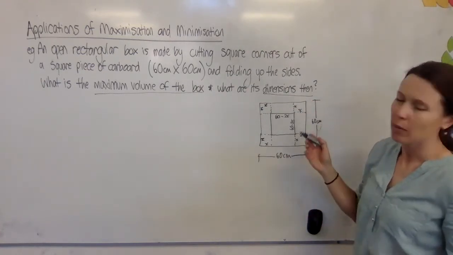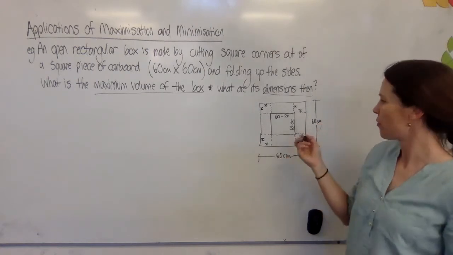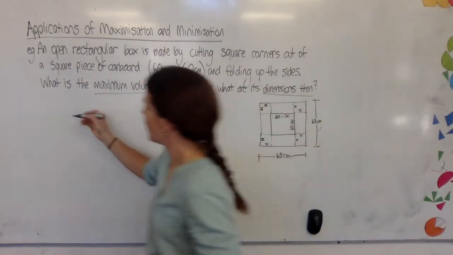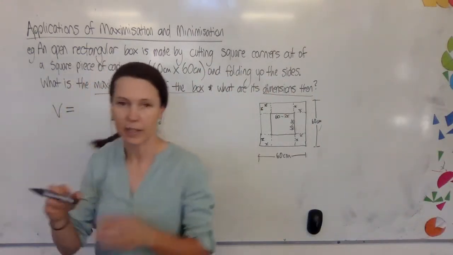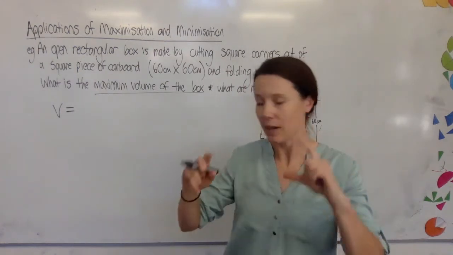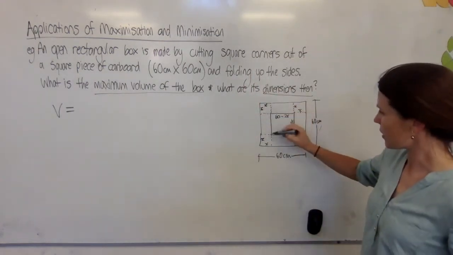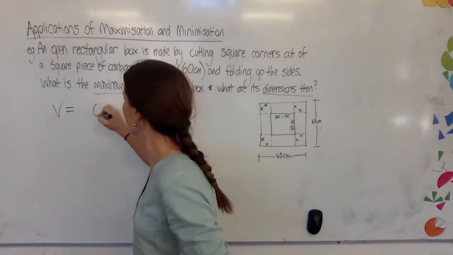So now I can come up with an equation for the volume of my box. I know that volume equals base, the area of the base times the height. And the area of the base is going to be 60 minus 2x.